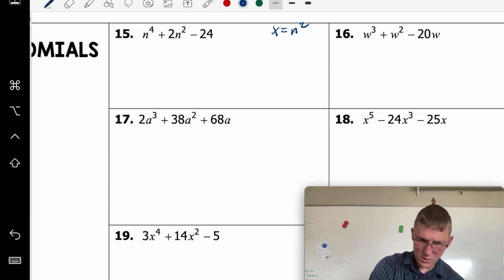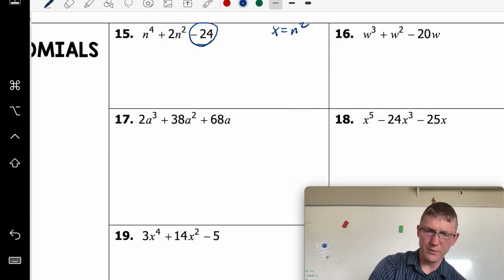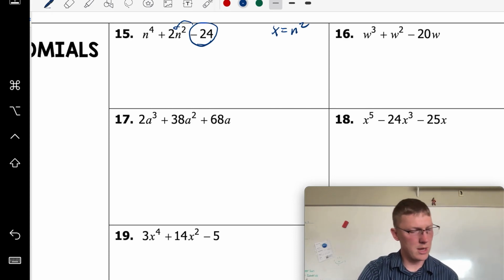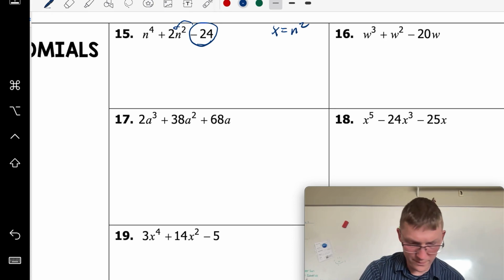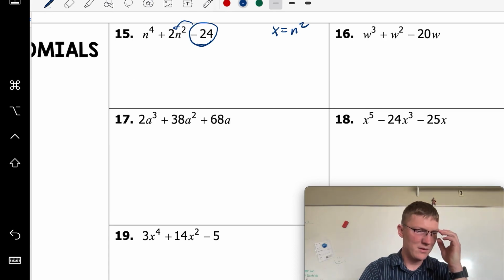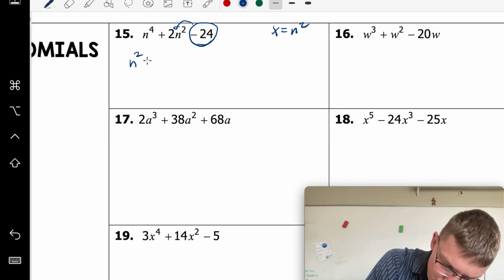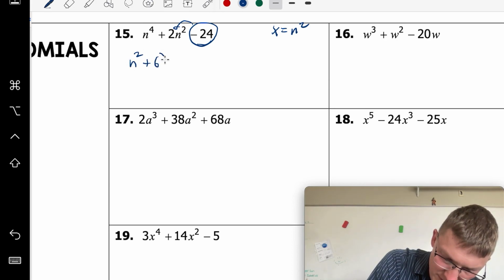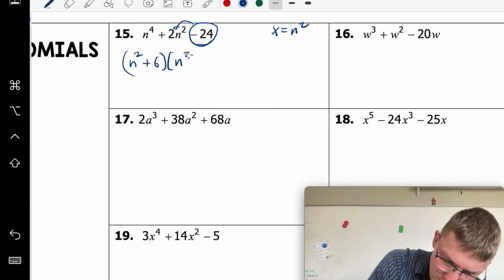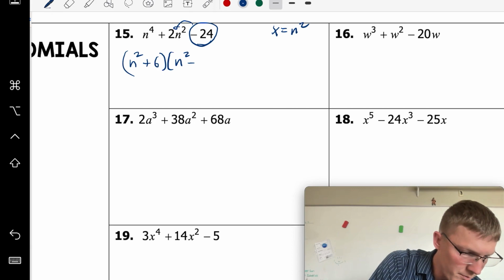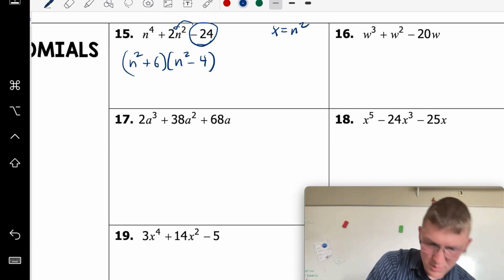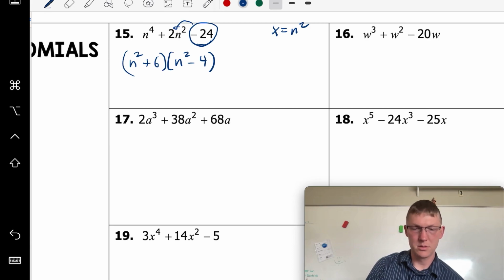But we are looking for 2 multiples of 24 that subtract together to give us positive 2. 24 divided by 2 is 12, not anywhere close. 24 divided by 4 is 6. 6 minus 4 is 2. So here we go. We've got n squared plus 6, n squared minus 4. So that would be our factored form.